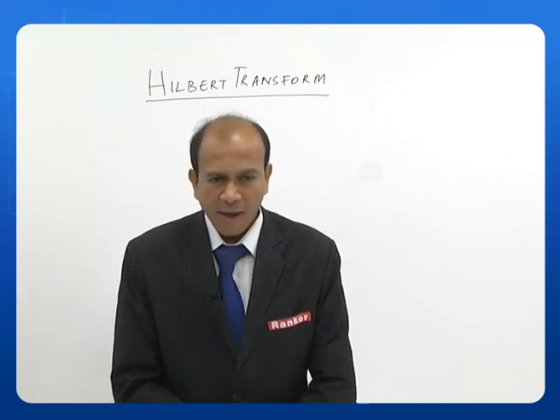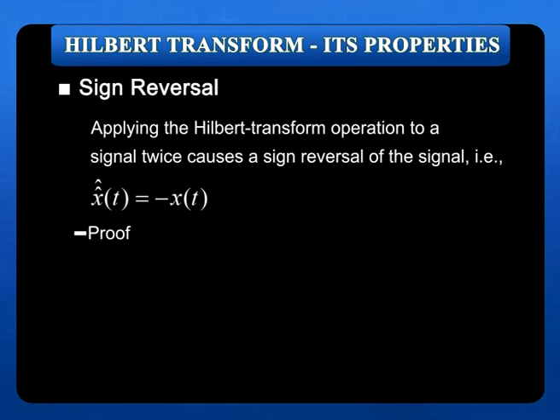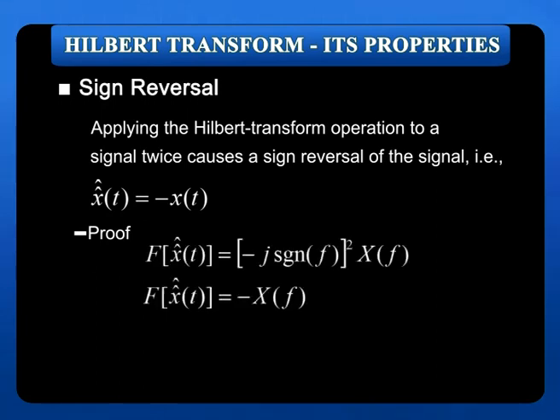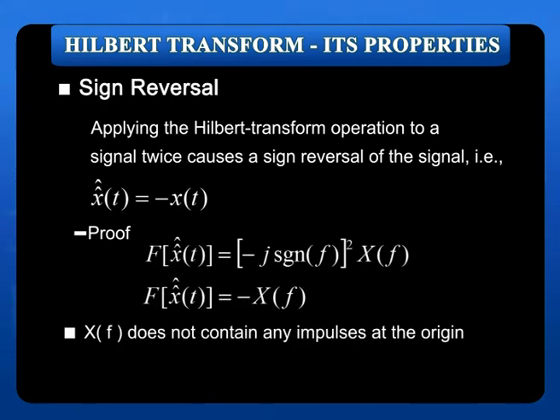So what is the proof here? The proof we have seen on the board also. Now I am also just reading it for you. The Fourier transform of x cap of t is minus j signum of f whole square X of f. This will be equal to minus X of f. Okay, so X of f does not contain any impulses at the origin. This is a very important point we should remember. X of f does not contain any impulses at the origin.